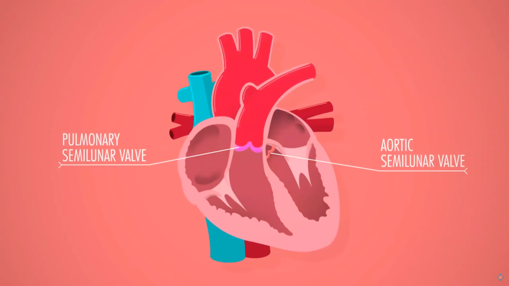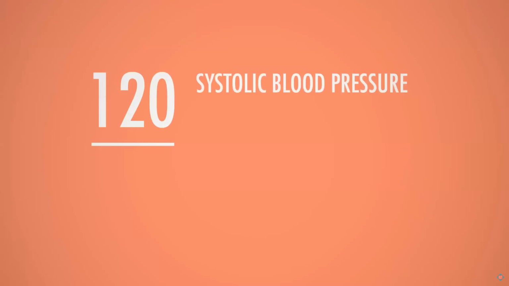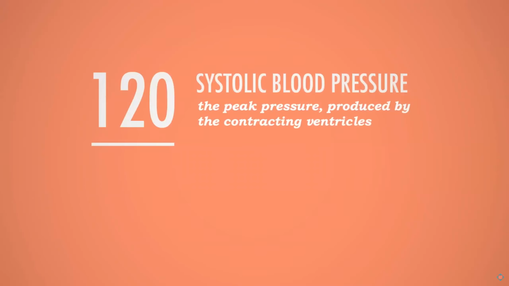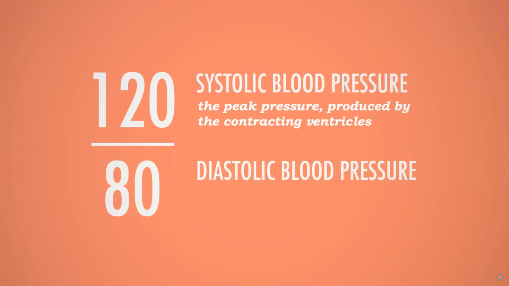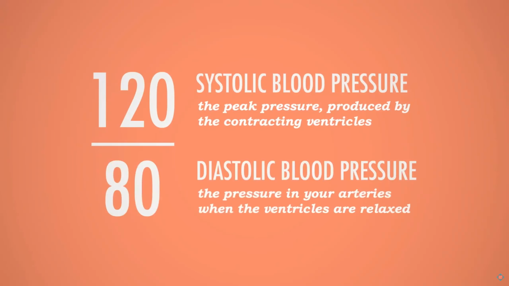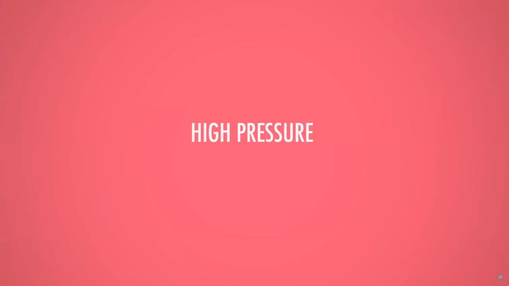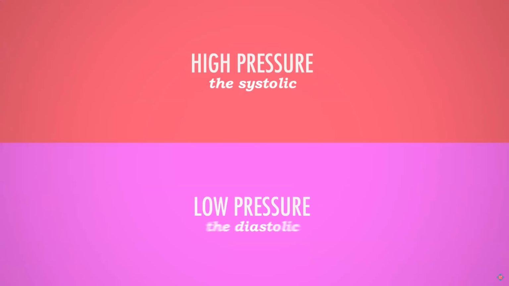When those valves close, the high pressure blood that's leaving the heart tries to rush back in, but runs into the valves. So you know when you get your blood pressure measured and the nurse gives you two numbers, like 120/80. The first number is your systolic blood pressure, essentially the peak pressure produced by the contracting ventricles that push blood out to all your tissues. The second reading is your diastolic blood pressure, which is the pressure in your arteries when the ventricles are relaxed. These two numbers give your nurse a sense of how your arteries and ventricles are doing when they're experiencing both high pressure, the systolic, and low pressure, the diastolic.